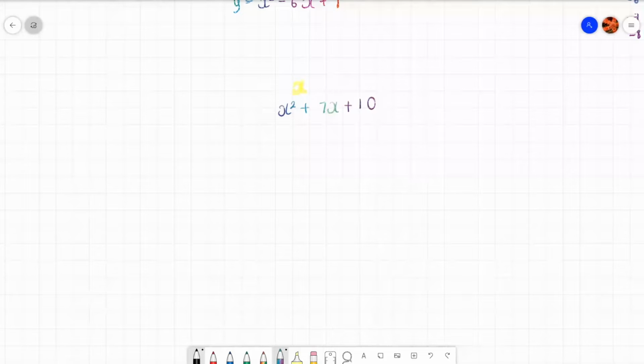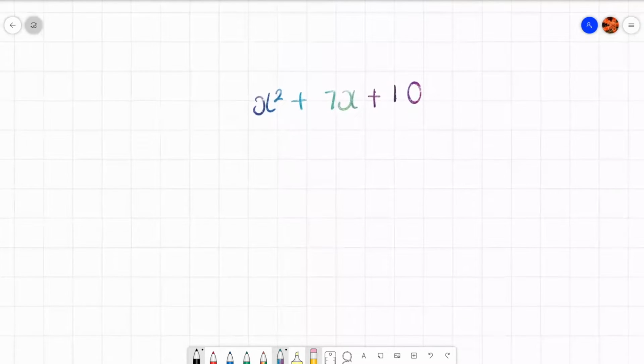Okay, so first things first, you need to factorize. You need to factorize your equation. So you want 2 numbers that times to make the last one and add to make the middle one. 2 brackets, x and x. Okay, 2 numbers that times to make 10 are 5 and 2. Can I make 7 from 5 and 2? I can. So x plus 5 and x plus 2.